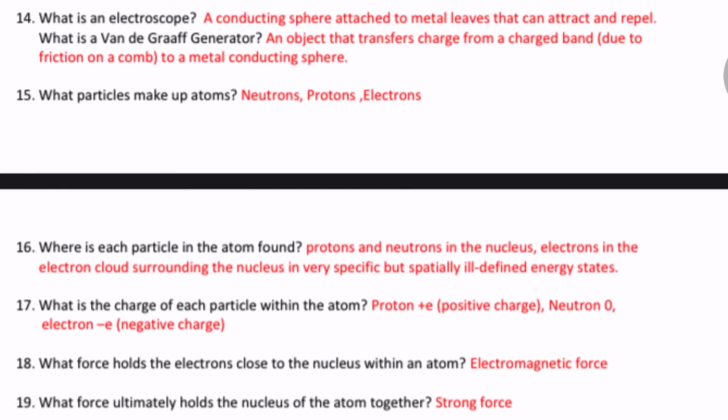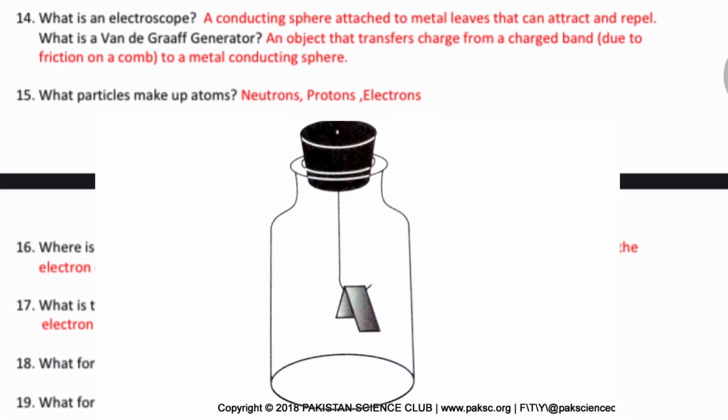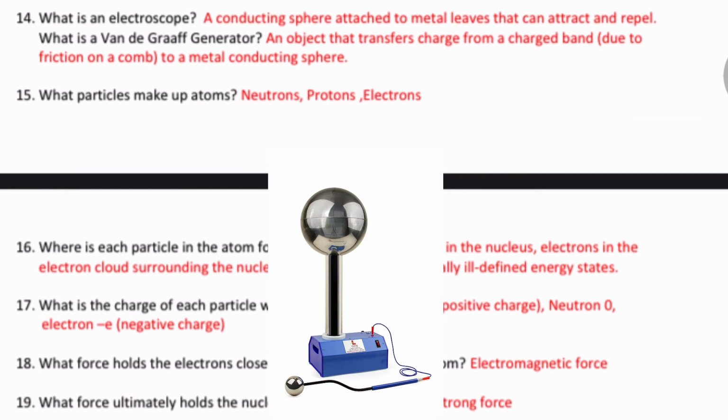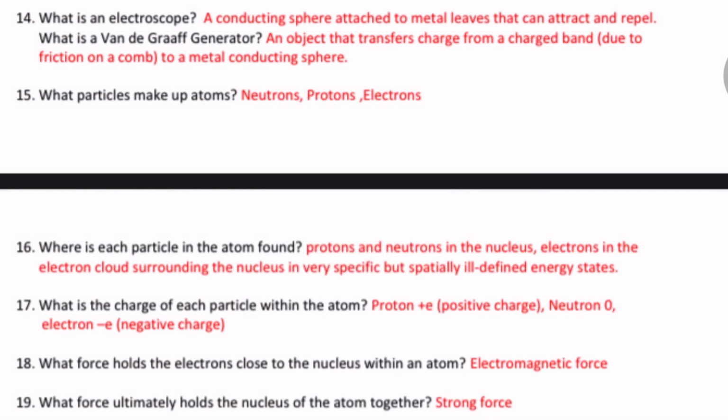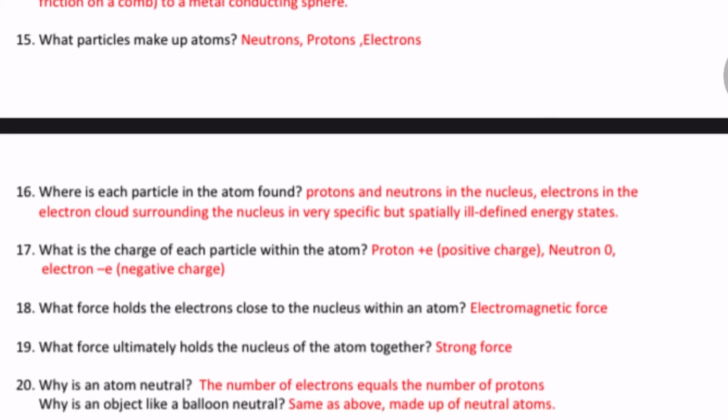Okay, what's an electroscope? A conducting sphere attached to metal leaves that can attract and repel, and also generate an object and transfers charge from a charged band due to friction that comes to a metal contact. I don't really know, but yep, those are the definitions, I guess.